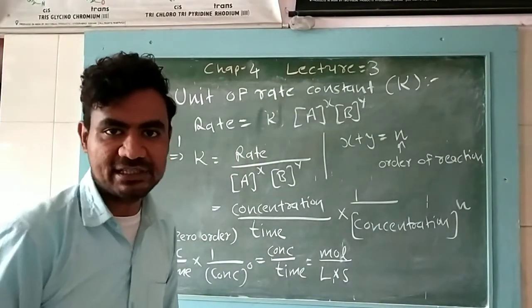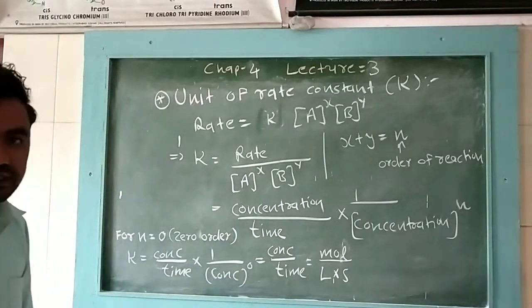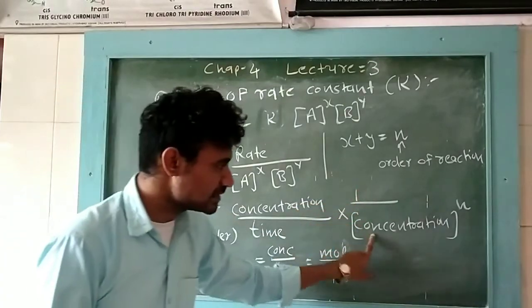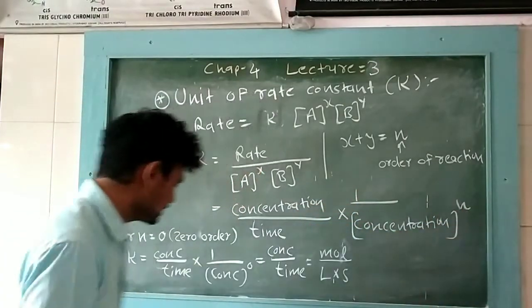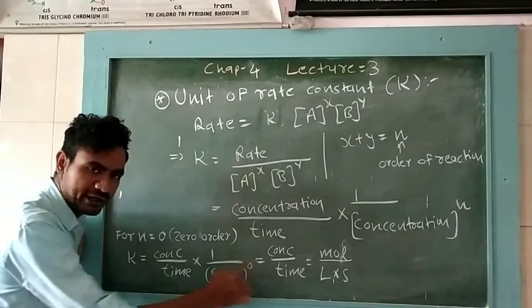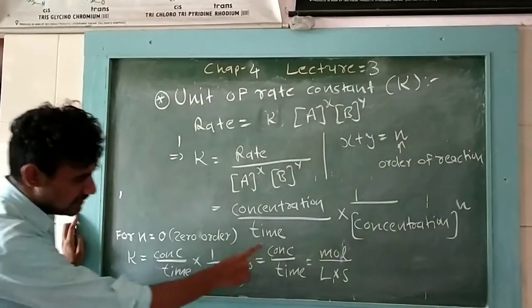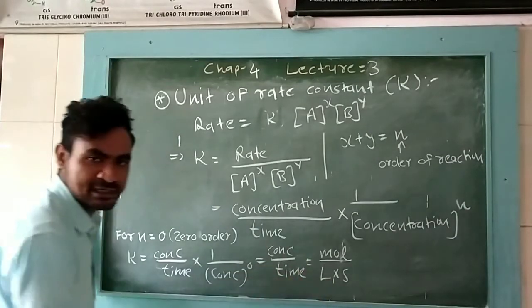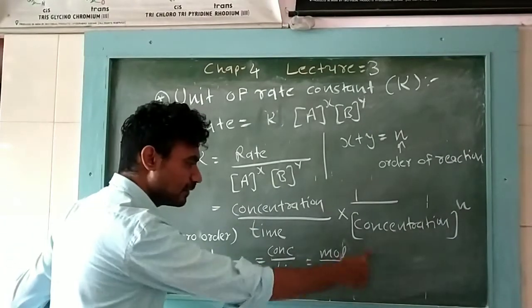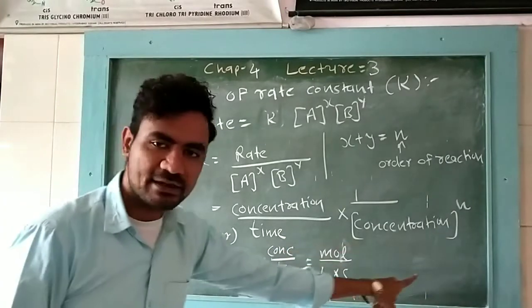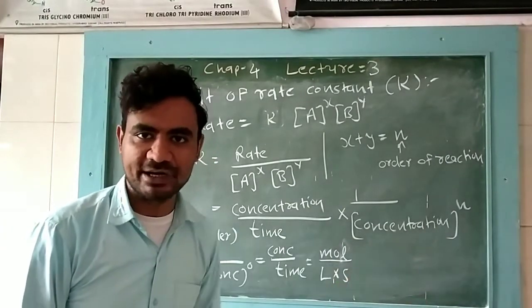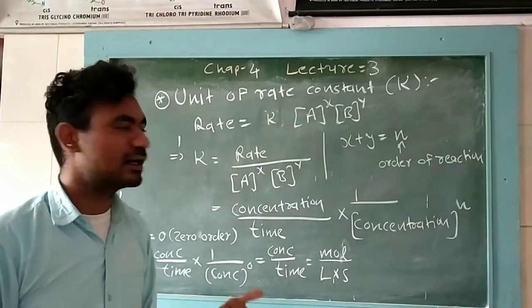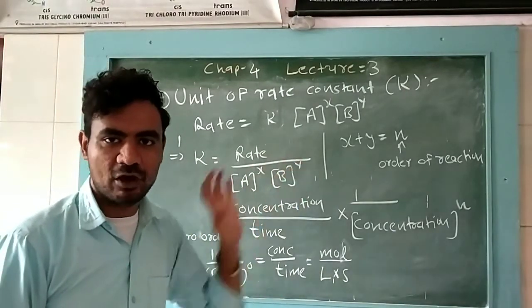Suppose our reaction is a first order reaction. So what will I do? Concentration divided by time into 1 by concentration raised to 1. Instead of 0 here, I will put 1. So concentration divided by time into 1 by concentration will be here. Concentration will cancel out. So I will get the unit 1 by time, that is second inverse. Like that, for every order of reaction you can derive the unit of rate constant K.